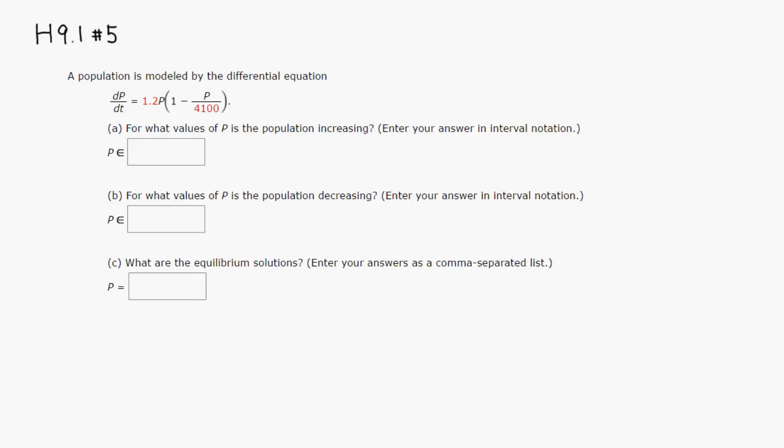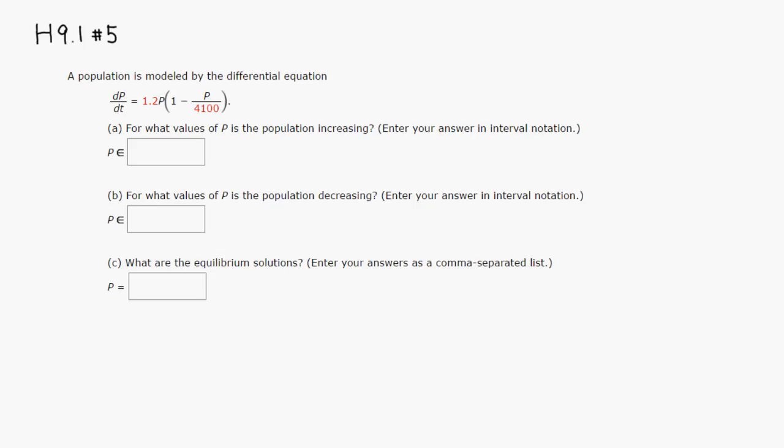If you multiply it out, you see that this is going to be a quadratic equation in P, so the graph is going to be a parabola. Because of the negative sign in front of the P squared, the graph is facing down.